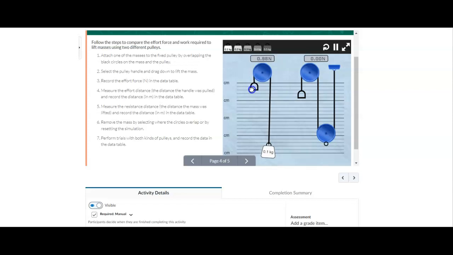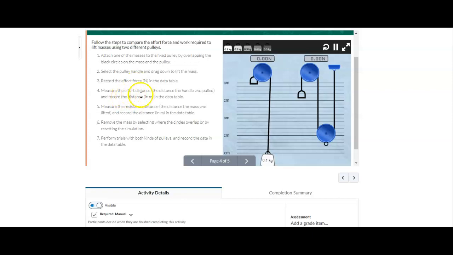So once it's lifted, you want to get it to the same place every time. So like the top of my handle is now at 1 centimeter. So if that's the number I'm going to use, 1 centimeter, then I need to do the same thing for all of these masses. It's going to need to lift to the same distance. And then you'll record that number at the top, 0.98 newtons, and then 1 centimeter. So record the effort in newtons, so 0.98 on the data table.